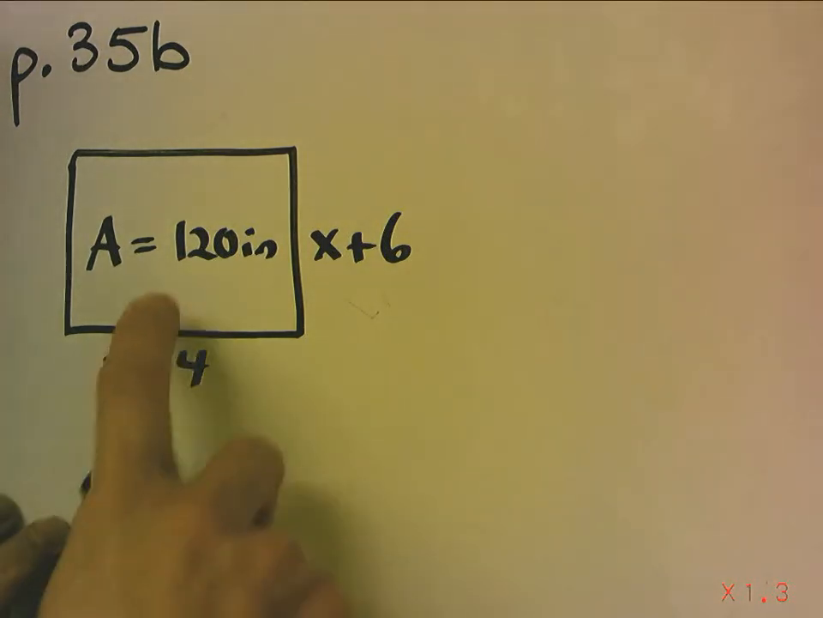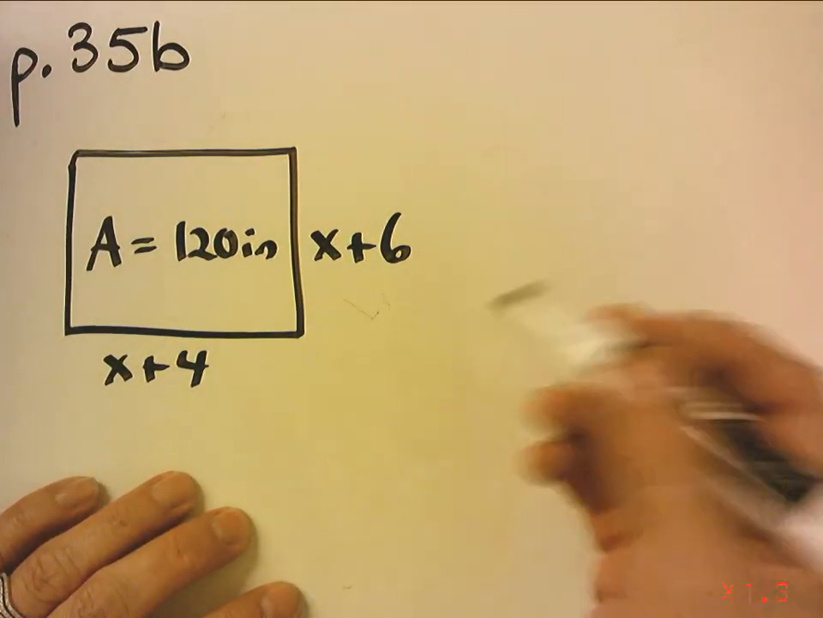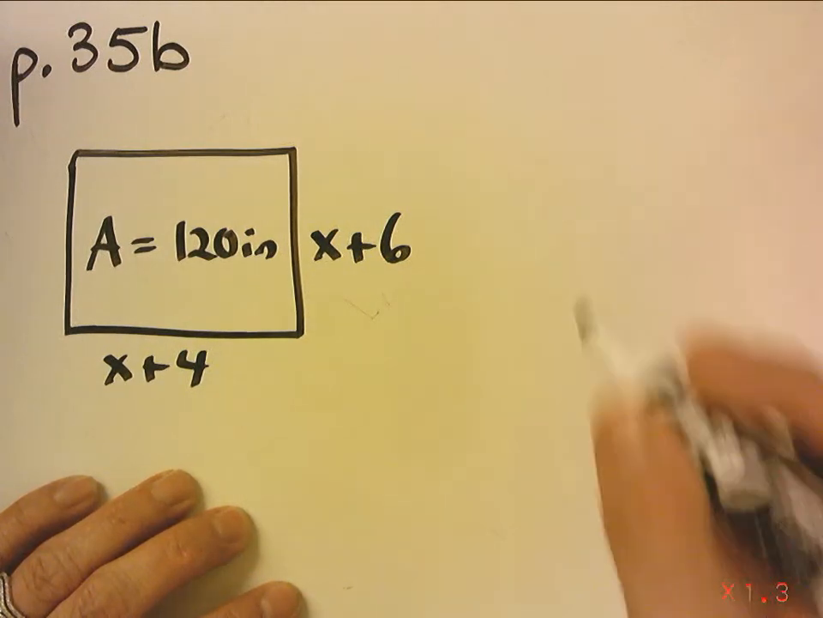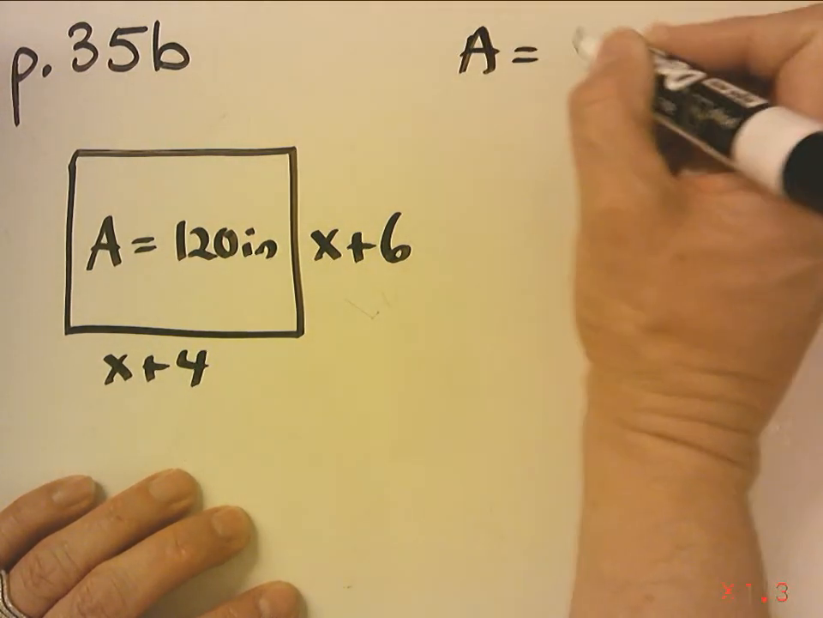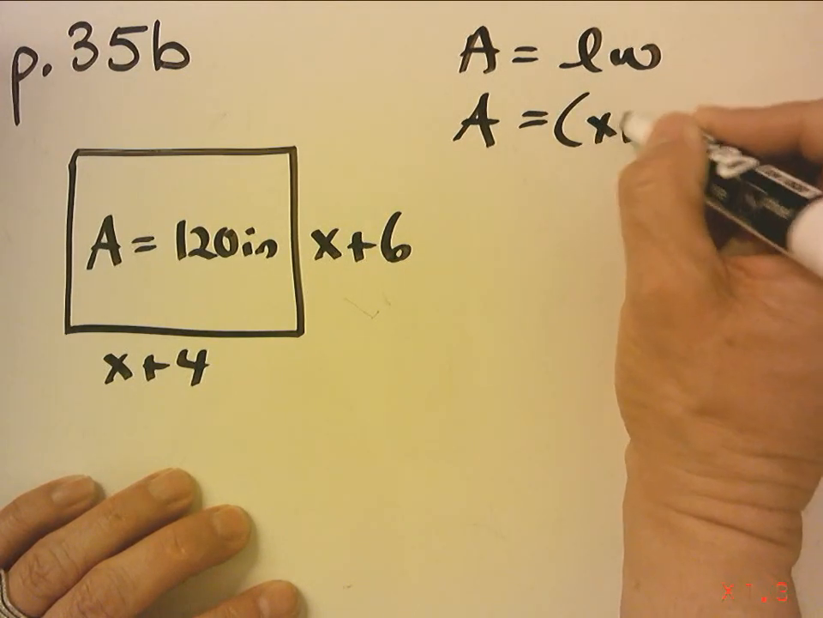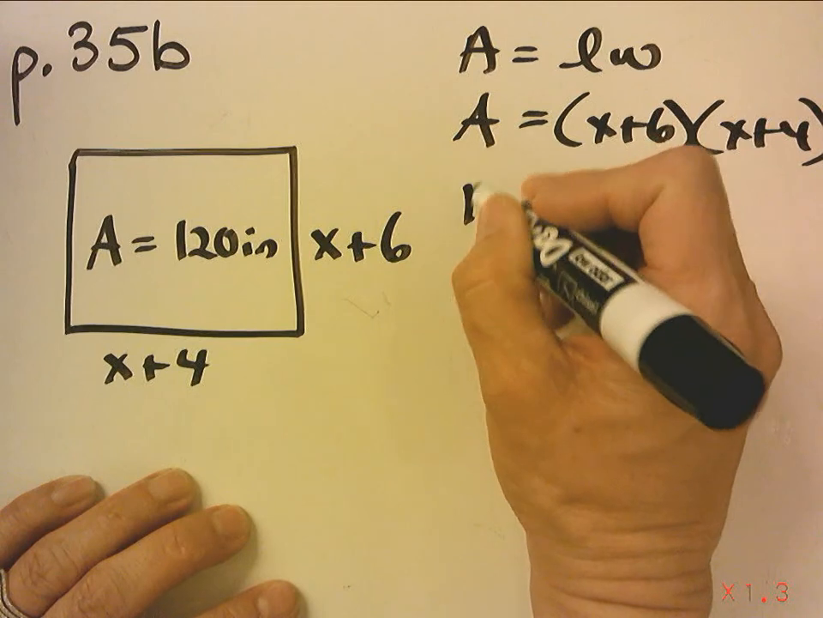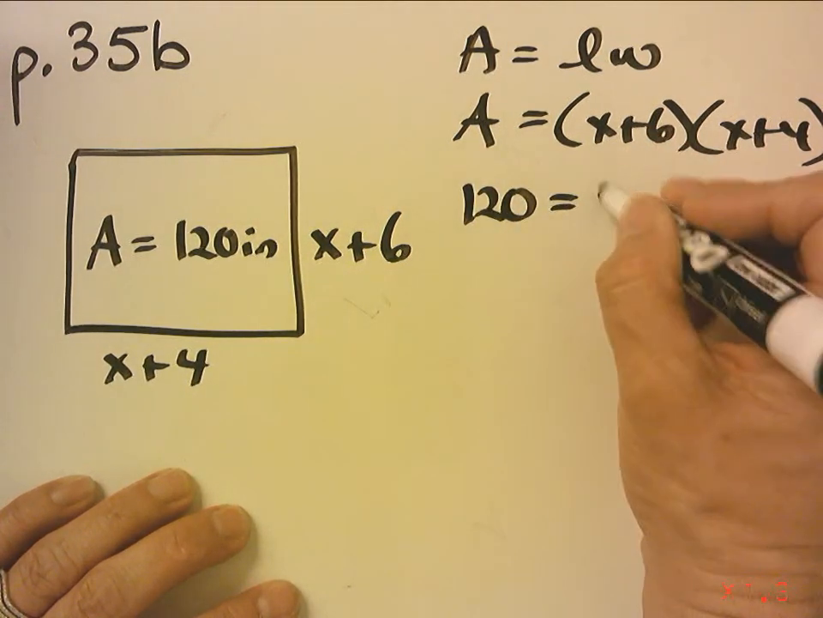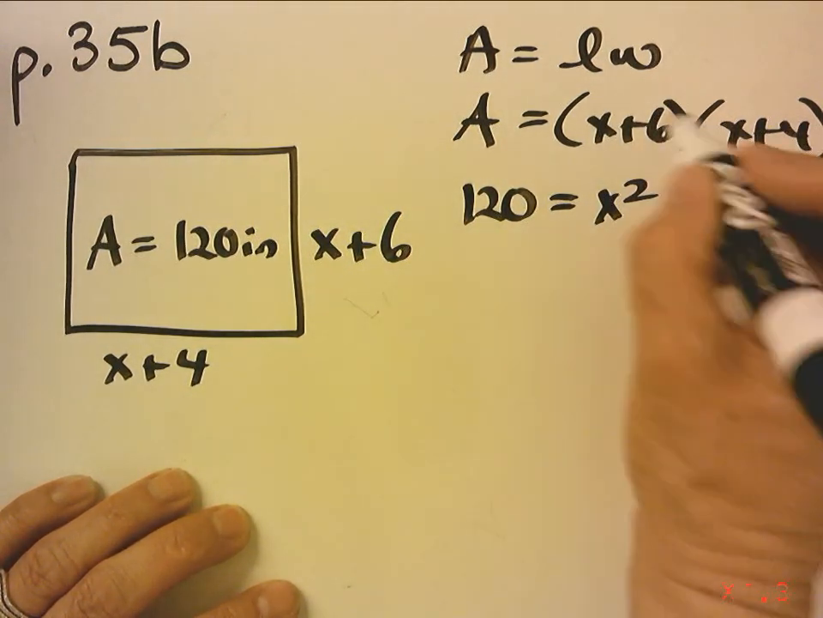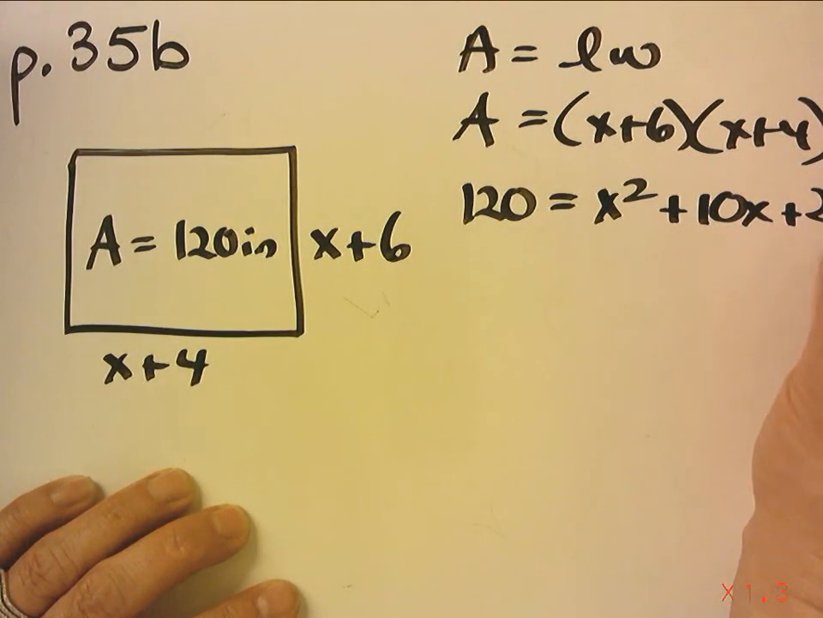So we know the area is 120 inches. We know these are the dimensions. I know area is length times width. So area equals length times width. Area equals x plus 6 times x plus 4. So 120 equals x squared plus 4x plus 6x, which is plus 10x plus 24.